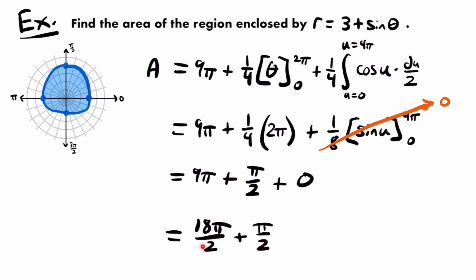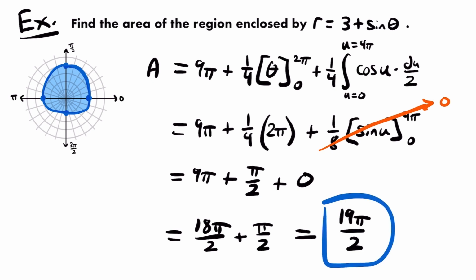And now that we have a common denominator, 18 pi plus pi is 19 pi, so our final answer is that the area is equal to 19 pi divided by 2. That is the area of the region enclosed by this polar equation. Okay, let's take a look at another example.